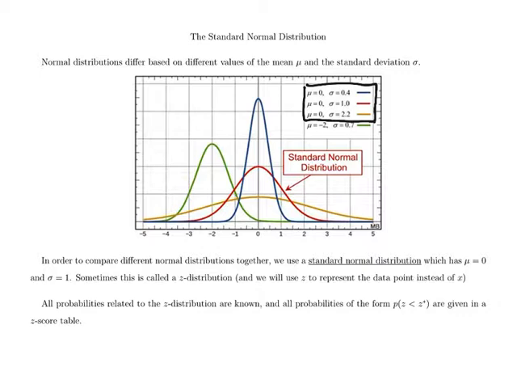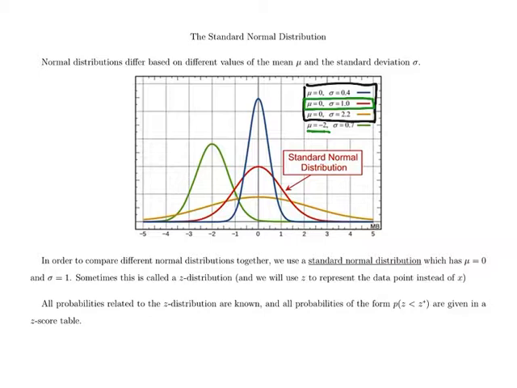Then we could talk about how the mean could change. Let's say we shift the center to a different value. Then we can get a lot of different distributions there as well. But it's not very useful to think about all these different normal distributions. We want a standard one to compare to, and that's going to be the one where mu is 0 and sigma is 1, centered at 0 with a standard deviation of 1. We're going to call that our standard normal distribution, sometimes called a z distribution. And we're going to use z to represent the data point instead of x.